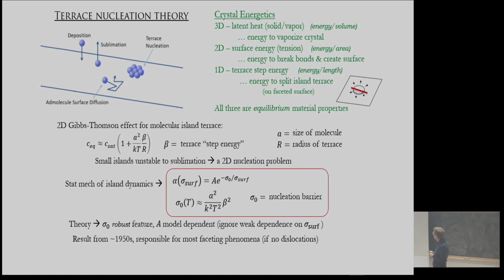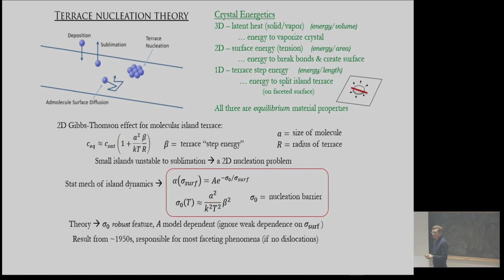We have a terrace, and we're just going to take that terrace and cut it in two and break it in two. We have to break some molecular bonds to do it. We create a perimeter. And all of this is one molecule high, and it's sitting on a faceted surface. That requires that we break some of these molecular bonds, and we make a length. We make perimeter. And so the step energy is an energy per unit length. Okay? And these are equilibrium properties of the crystal.